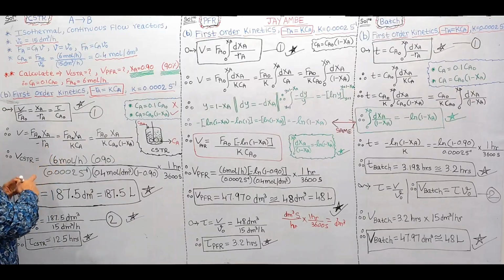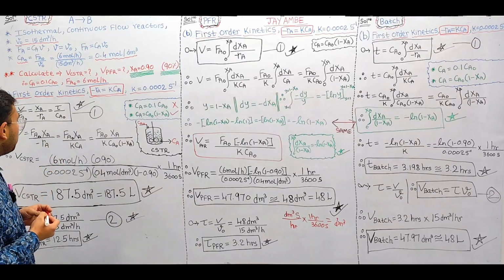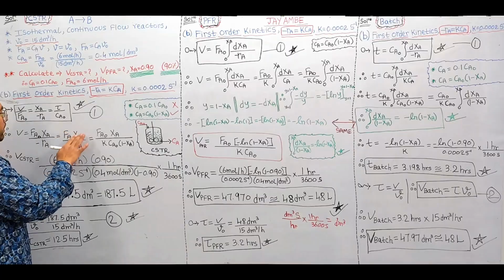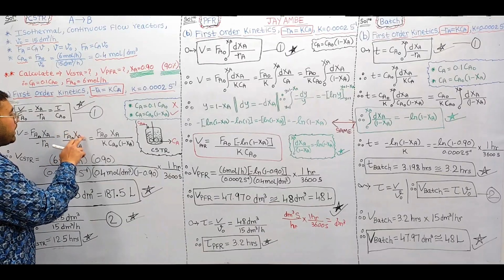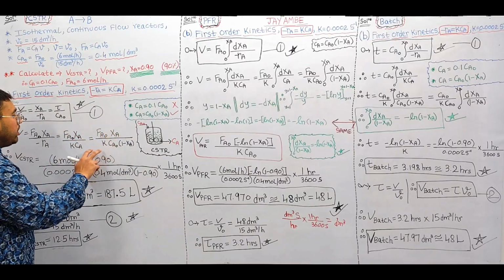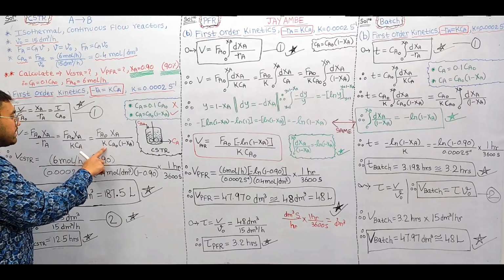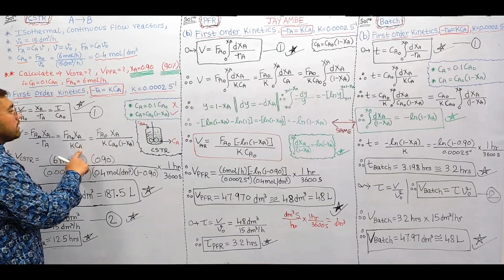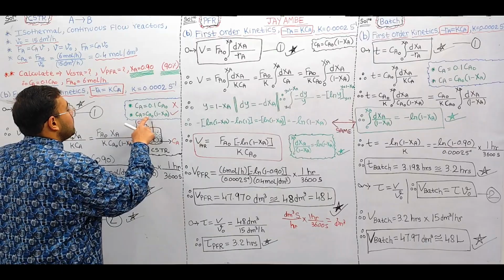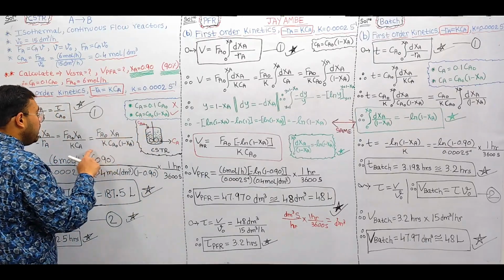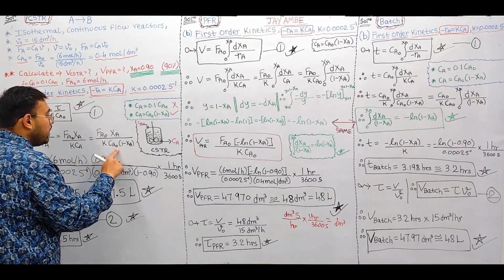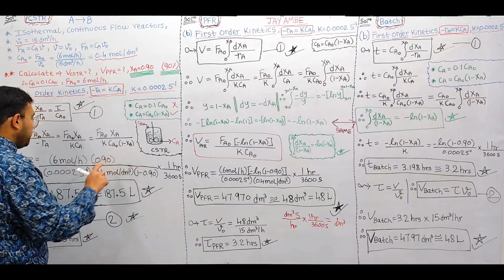Similarly, we have FA naught, so we are keeping the same numerator. In the numerator, FA naught and XA will remain as they are, and in the denominator K will remain as it is. In place of CA we are substituting its value, CA is equal to CA naught into 1 minus XA.